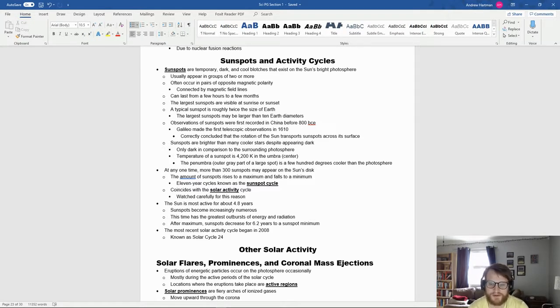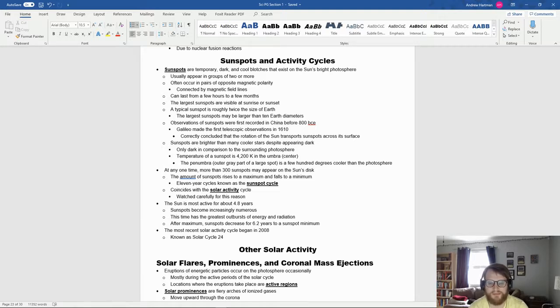The temperature of a sunspot is 4,200 Kelvin in the center, which is known as the umbra. And then the penumbra, which is the outer gray portion of a sunspot, is a few hundred degrees cooler than the photosphere, right?